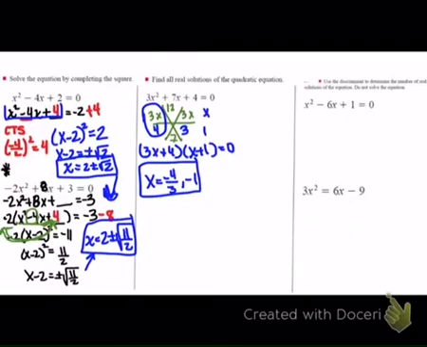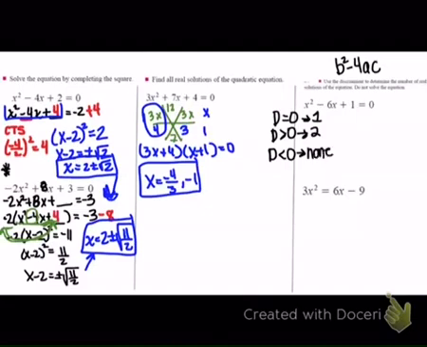Using the discriminant. Could someone tell me what the discriminant is? B squared minus 4ac. Beautiful. Okay, we got to be able to say that if d is equal to 0, how many solutions do we have? 1. If d is greater than 0, we have 2. If d is less than 0, we have none. So that's what we want to get from that.